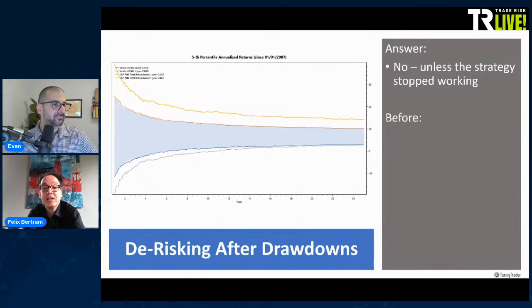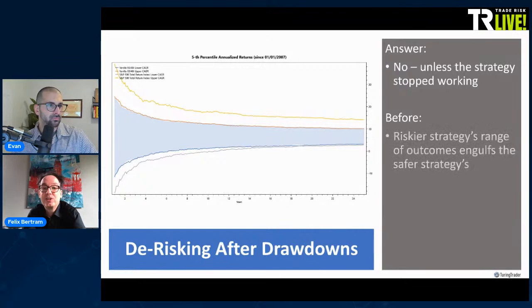And here's why. This is the same chart that we've seen before with the S&P 500 versus the 60-40. Before, you can see that the riskier strategies, so the S&P 500's outcomes, engulfed the safer strategies. And now when we're de-risking, we're probably right here. So we experienced a severe drawdown and now decide, oh, this is too much, I can't bear it. So let's choose something that's less risky. So now we switch to the 60-40 right here.